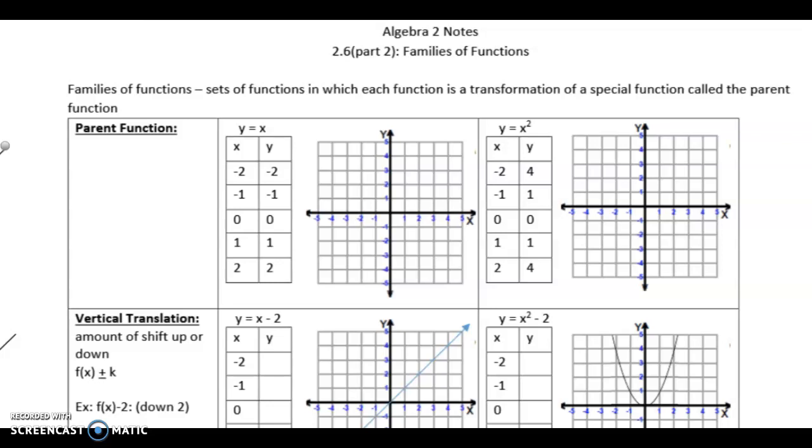Algebra 2, 2.6, Part 2, Family of Functions. First thing we're going to look at is the parent function. This is the original linear function y equals 1x plus 0.